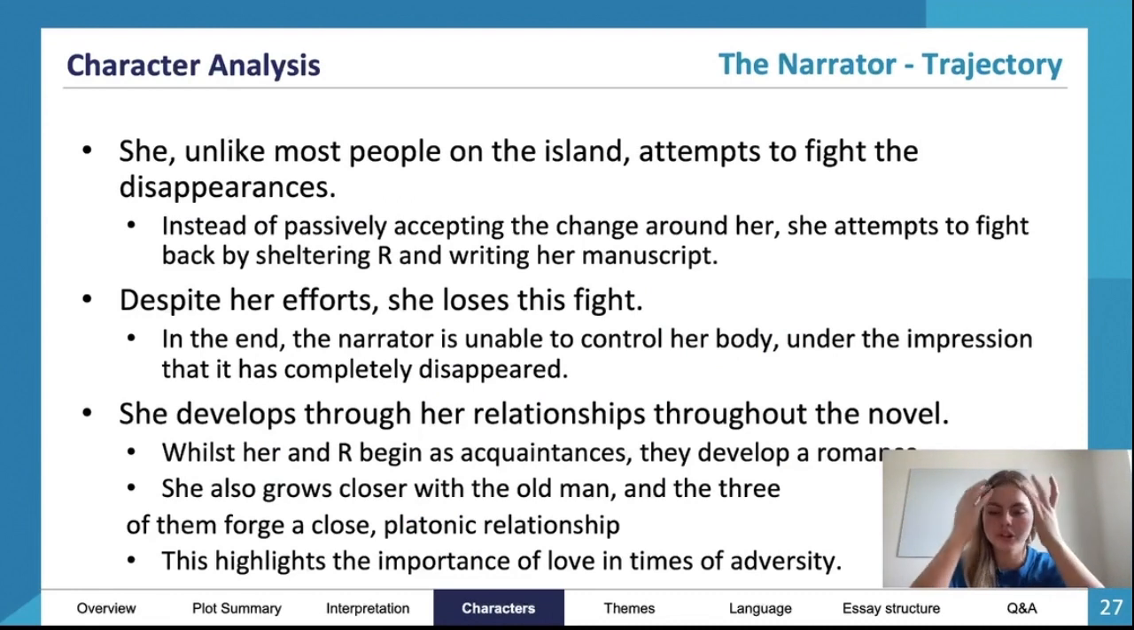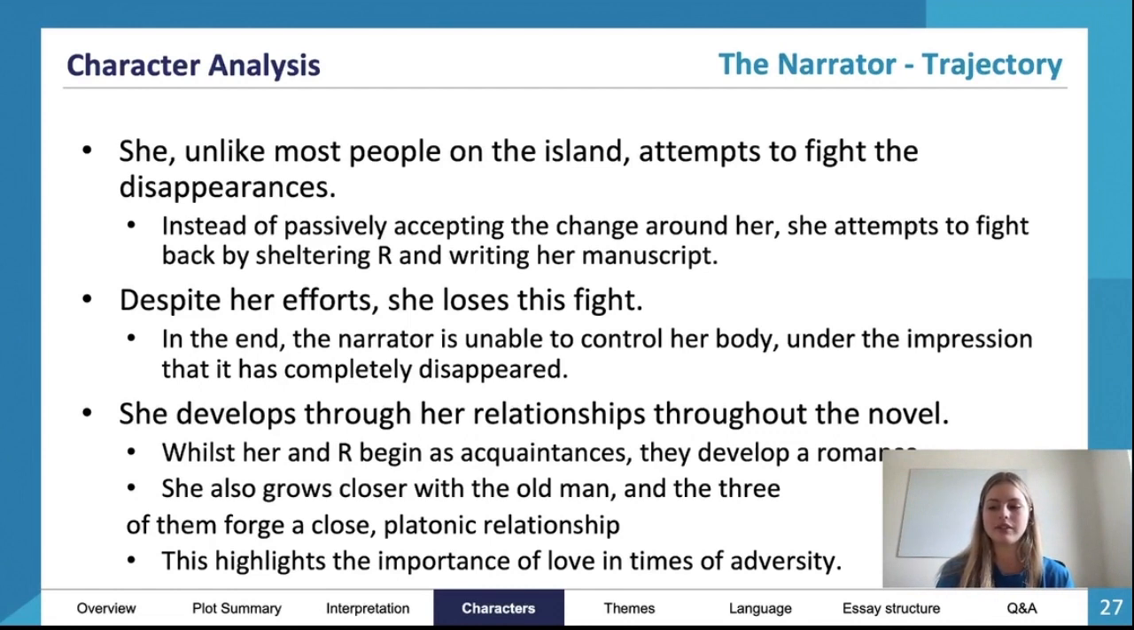And that can be a really useful point to draw information from if you look at their characterization in that regard. So if we're looking at the narrator's trajectory, she starts off, unlike most people on the island, attempting to fight the disappearances. Instead of passively accepting the change around her, she fights back, and she shelters up and writes her manuscript. She goes directly against the disappearances and what they're saying.